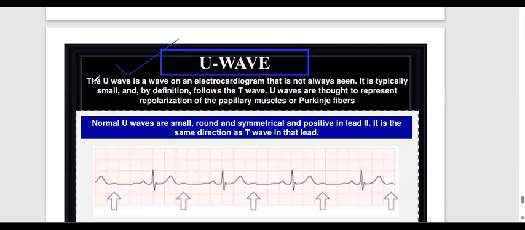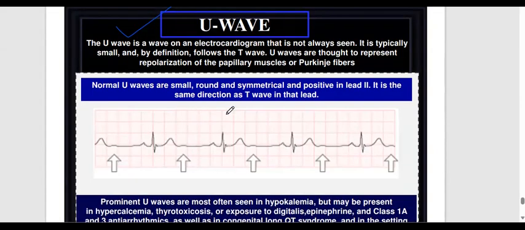The U wave is not seen in the graph because it is typically small. It follows the T wave. We will be able to see it here: this is T, this is the U. Something like that. What does the U wave represent? It is the papillary muscle or Purkinje fibers.